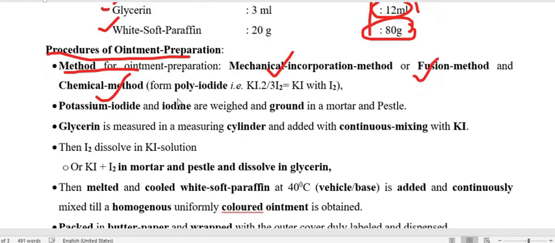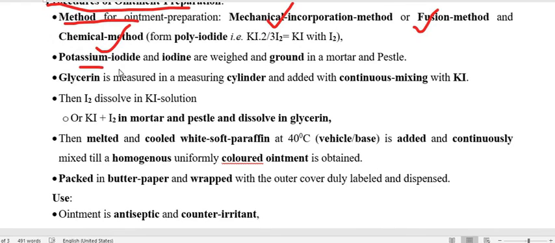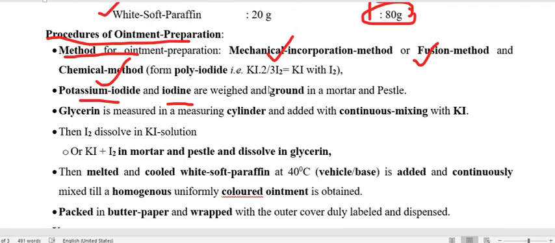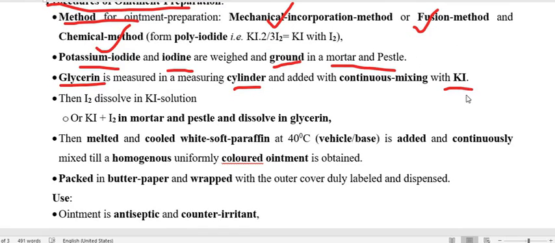How do we proceed? We take the potassium iodide and iodine as per the weight, and after weighing, we grind them in the mortar and pestle. After the grinding, we measure the glycerin in the measuring cylinder and mix it with the potassium iodide. So glycerin and potassium iodide get mixed together. After that, the third component we add is the iodine. After its trituration, we mix the iodine into the glycerin potassium iodide mixture, and in the mortar and pestle it forms the polyiodide.